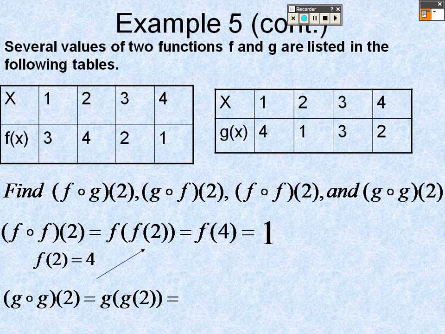g of g of 2. So that means, okay, I plug in 2 for g and I end up getting 1 as my answer. So now it's saying, okay, go back into g but plug a 1 in. When I plug a 1 in, I end up getting 4 as my answer.